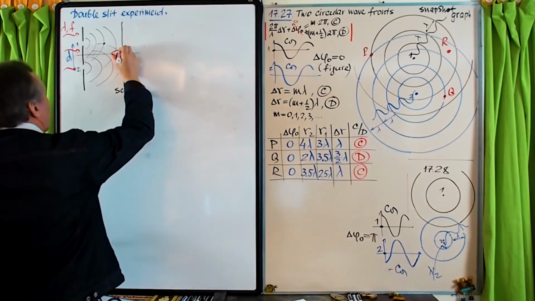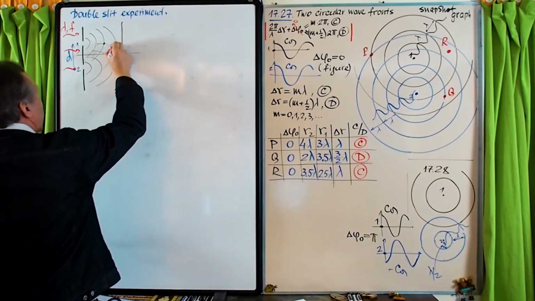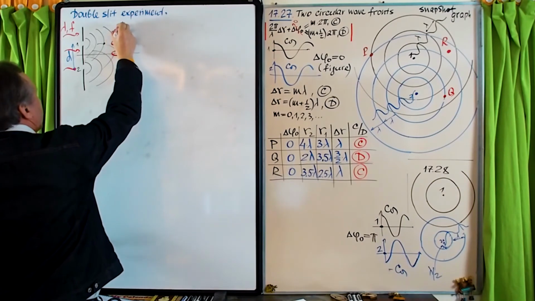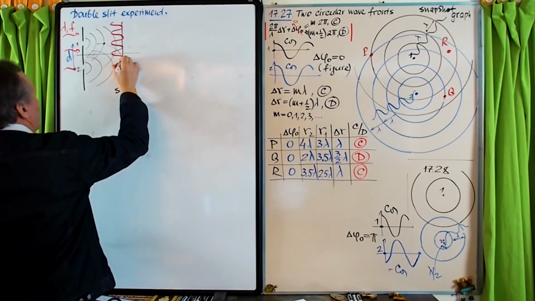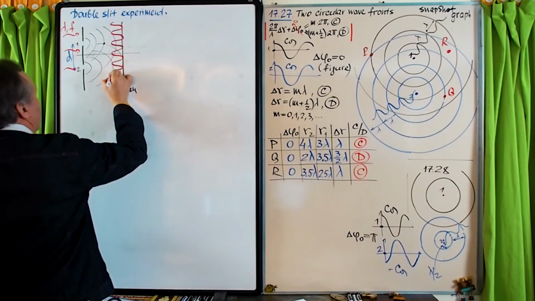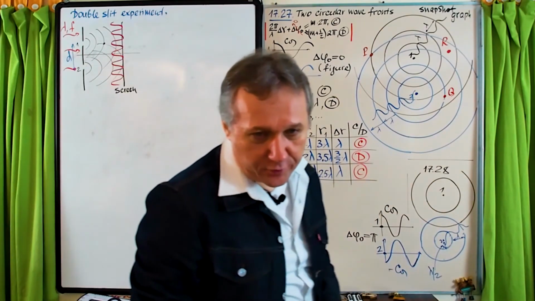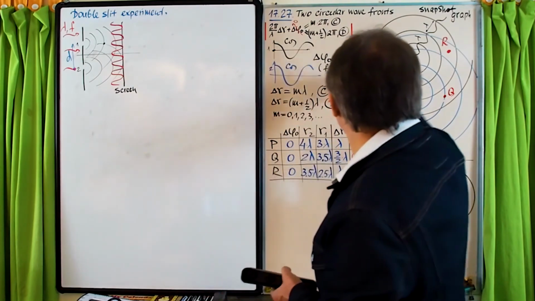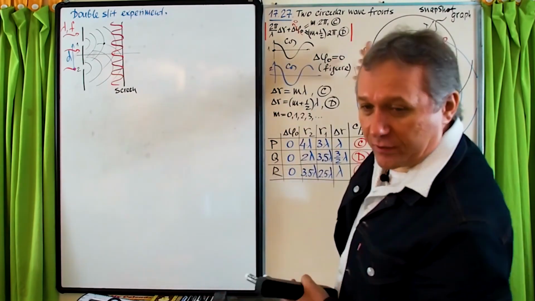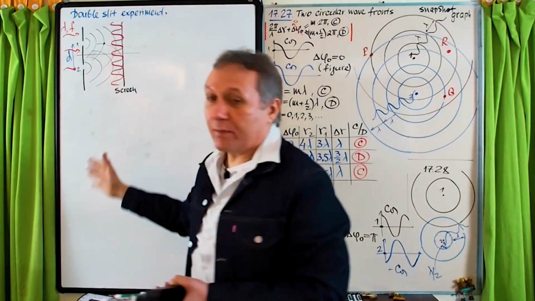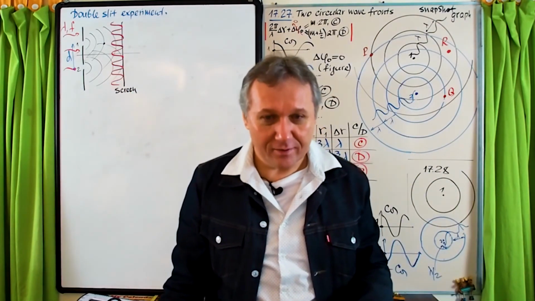then a dark spot, then again a bright spot, then dark, and so on. And the same story on this side. So you're getting what is called interference fringes. Again, these are the points of constructive and destructive interference, but now you can see them on the screen. That's it.